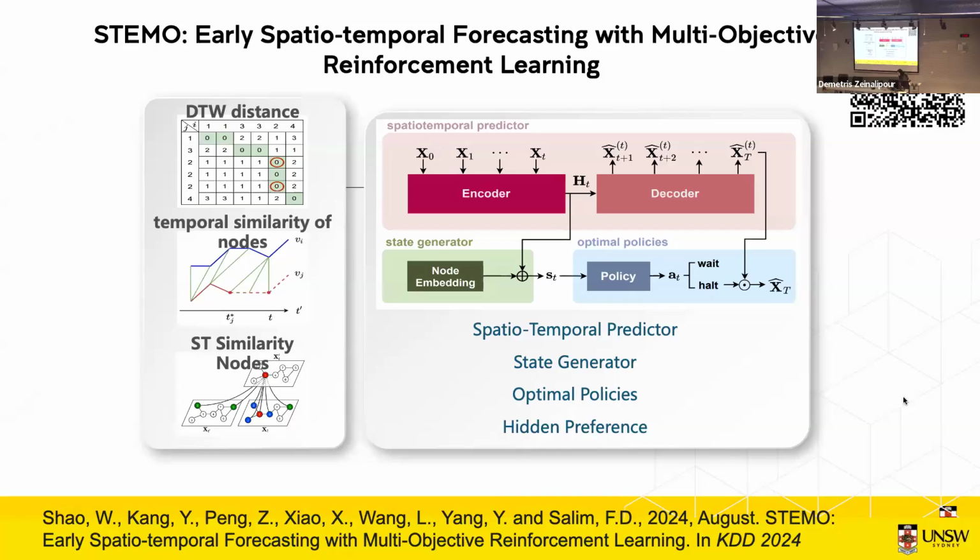So in this work, for example, we generate the state information from the prediction. Okay, we have the spatial temporal prediction to predict the states, but then we generate the state information to determine the optimal prediction time for each of the nodes. So we make it dynamic for each of the nodes when we can start predicting. Okay.